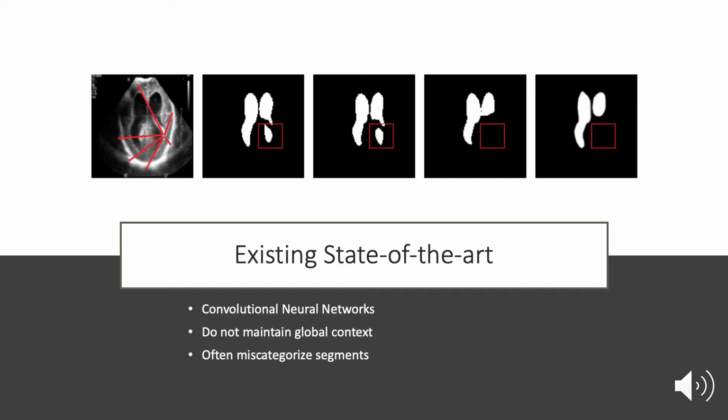Existing state-of-the-art previous to this paper mostly involved convolutional neural networks. One of the issues that this paper uncovered is that convolutional neural networks do not have any global context, and they apply filters locally, patch by patch. A problem shown in this image is that missing areas, as shown here on the right, can be mistaken for a masked segment, tumor, lesion, etc.